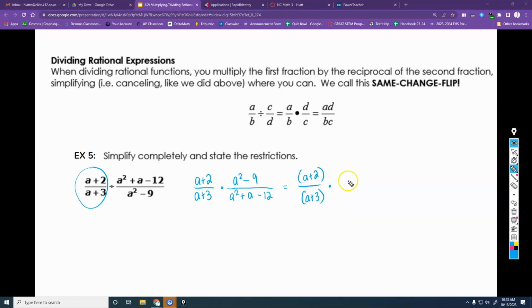All right, Carlos, how would I factor A squared minus 9? Negative 3 and positive 3. So A plus 3, A minus 3. Okay. Katie, up here, how do I factor A squared plus A minus 12? What numbers could I multiply to get it? Okay, 4 and 3 is what I want to use. To get a negative 12, one of those has got to be negative.